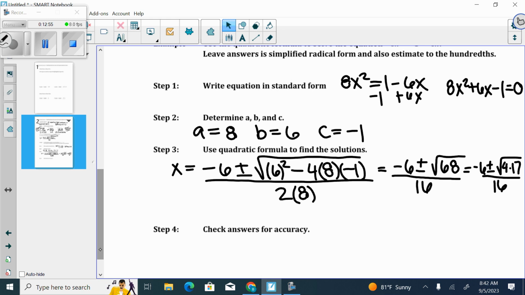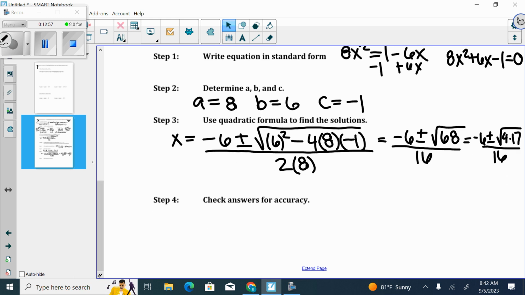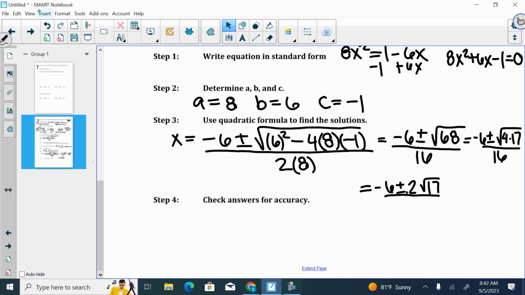Okay, so let's go just a little bit. So I would have -6 plus or minus 2 square root of 17 all over 16, right? Those coefficients are whole numbers. We've got -6, we've got 2, and we've got 16. Can I simplify those all by some number?